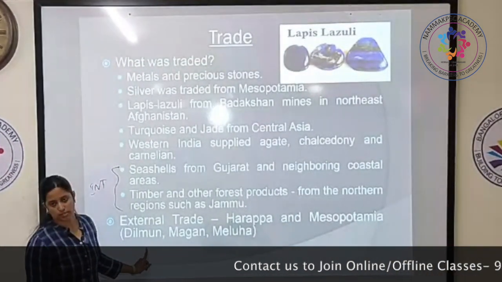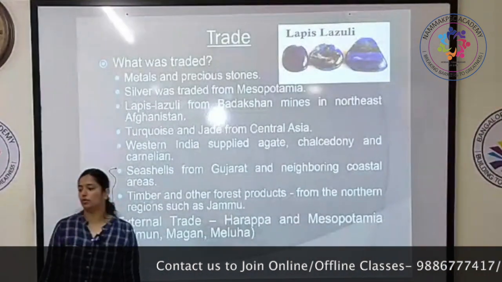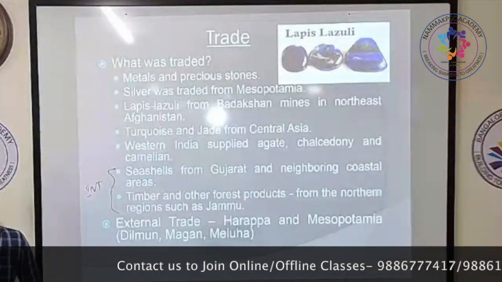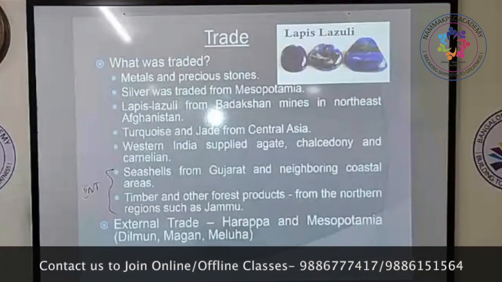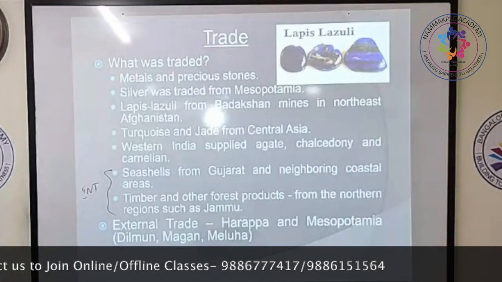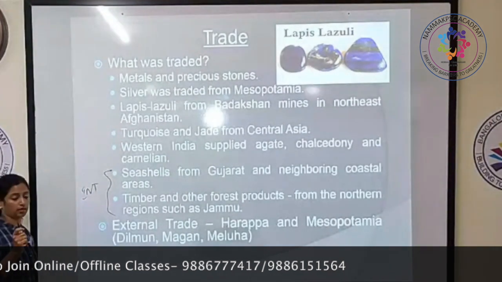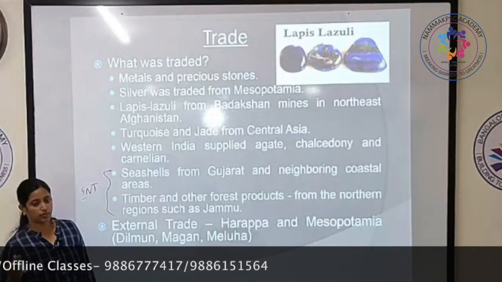External trade, I told you this before: your Dilmun, Magan and Meluha places. Gold, obviously, from Rajasthan, Khetri mines, and copper. And South India is where we took gold from. Also some places in Central Asia also provided gold.